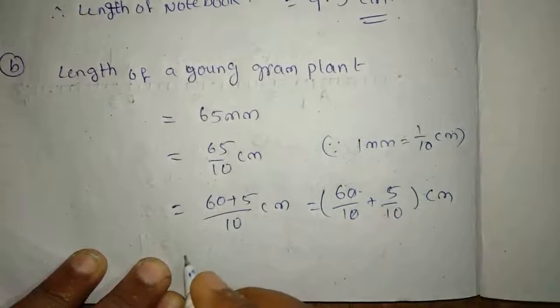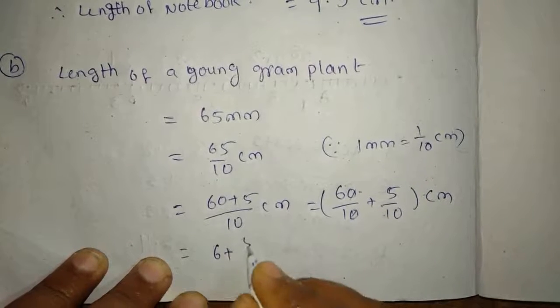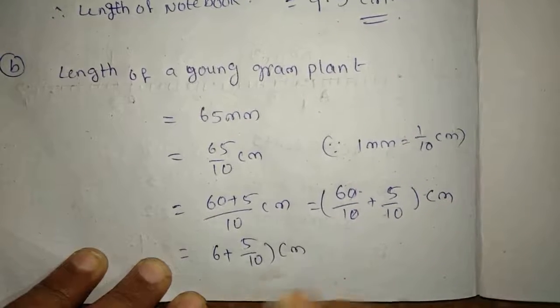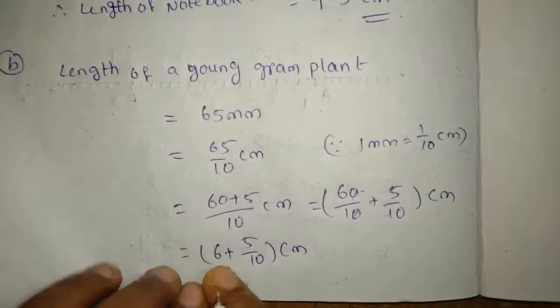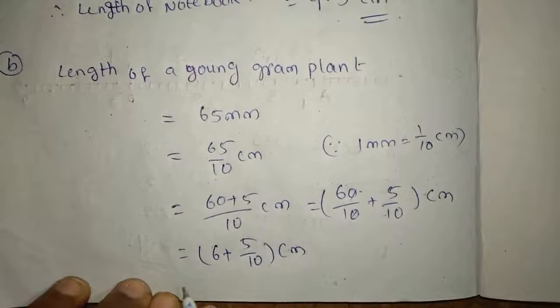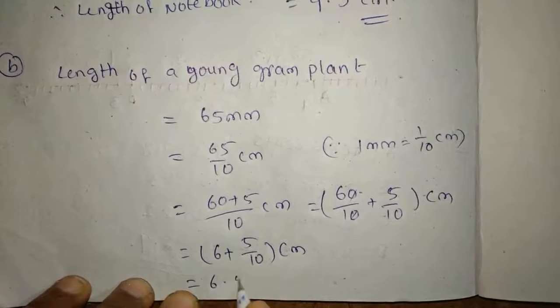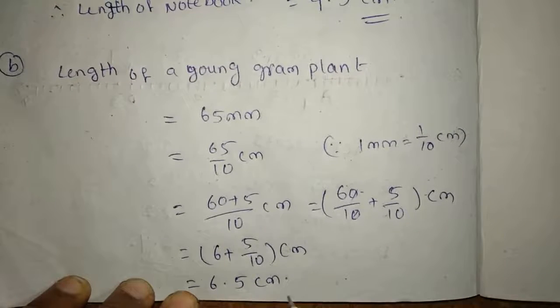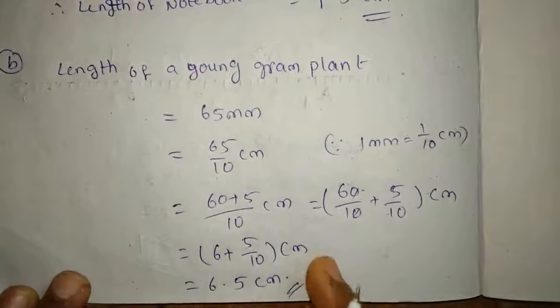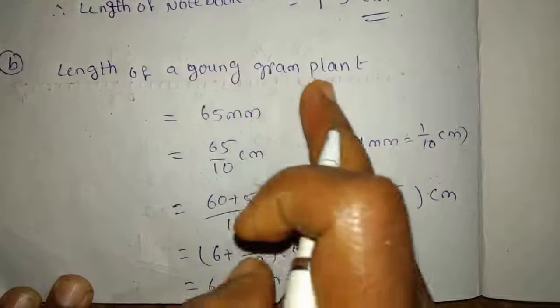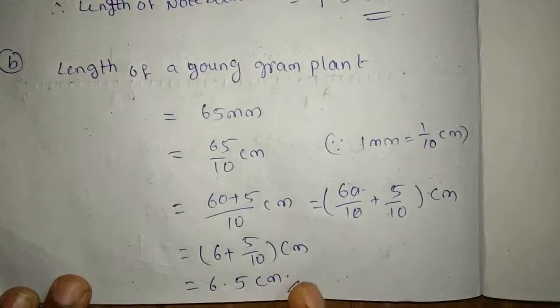The zeros cancel, so we get 6 plus 5 by 10 cm. Here 6 ones and 5 tenths is equal to 6.5 cm. Therefore, the length of a young gram plant is 6.5 cm.